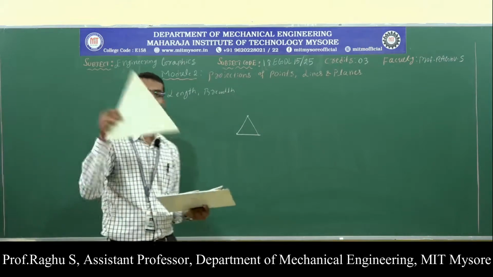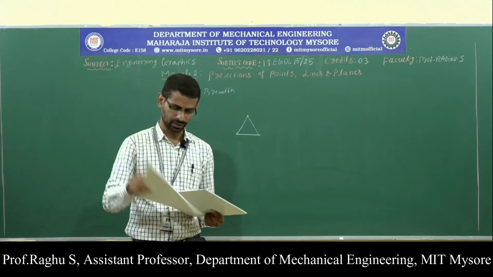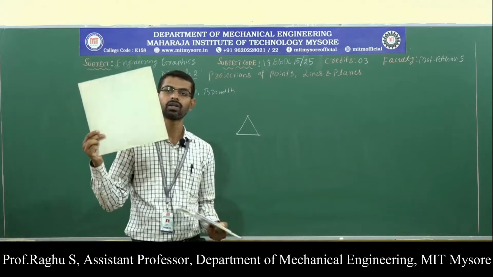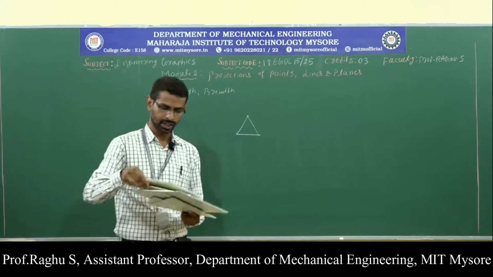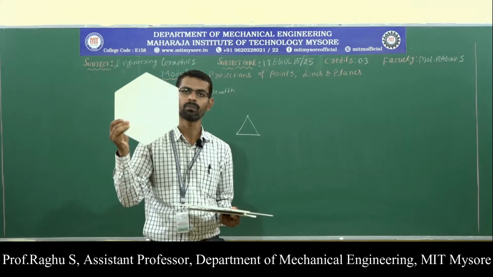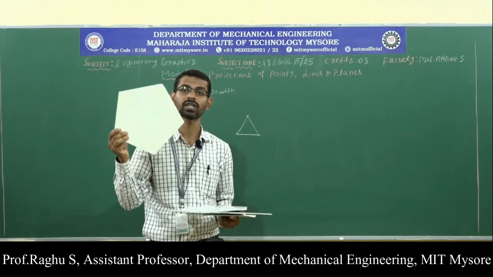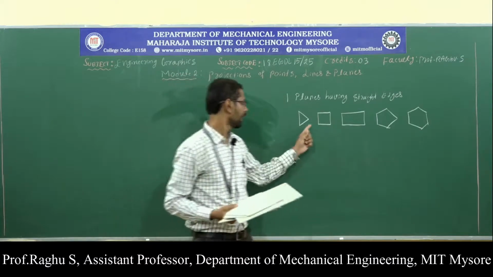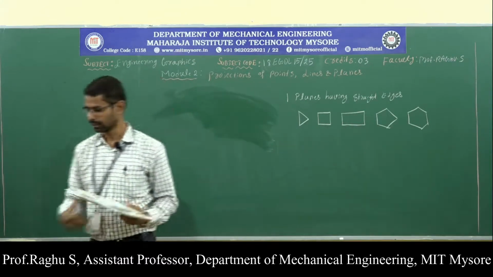Here, this is a triangular lamina. It has straight edges. Next, square lamina, which has straight edges. Next, pentagonal lamina and hexagonal lamina. These are examples of planes having straight edges: triangle, square, rectangle, pentagon and hexagon.